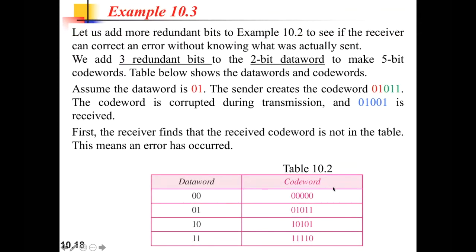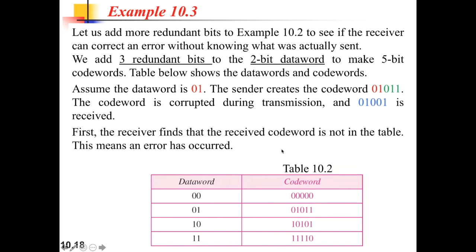All right. To understand how we can correct errors, we are doing it with the help of one example. And this is the example on this slide. Let's all of us read this slide. Let's add more redundant bits to our example 10.0. In 10.2, we had our code words of length 3. 3-bit code words. But those 3 bits were for error detection only.